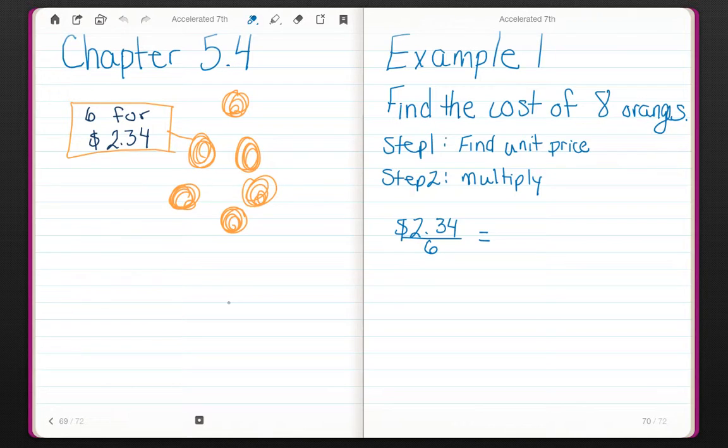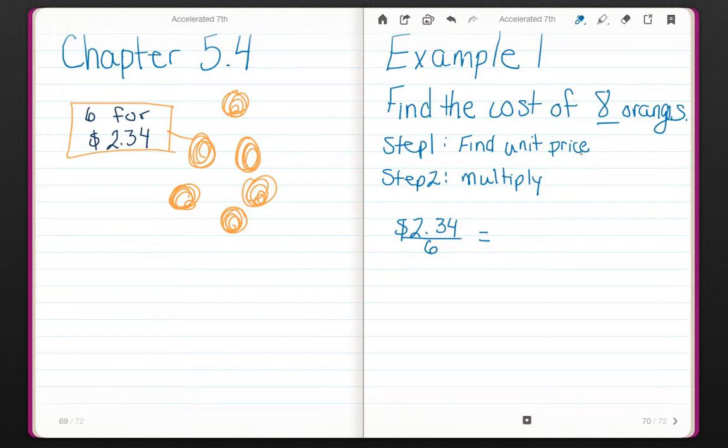So why do I want to know how to solve a proportion? It's really helpful if I'm going shopping, like in example 1. Here on the side, I have 6 oranges. Don't laugh at my drawings, I don't laugh at yours. My sign says that I can buy 6 oranges for $2.34. But the recipe that I'm making calls for 8 oranges. So how much are 8 oranges going to cost if 6 oranges cost $2.34?